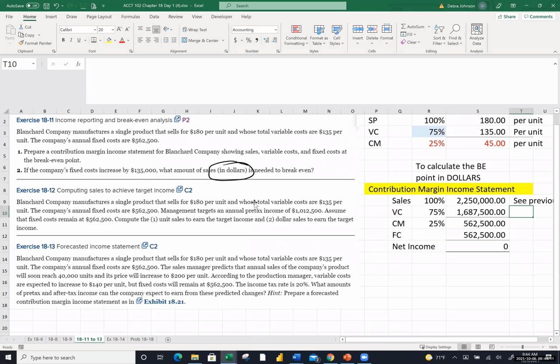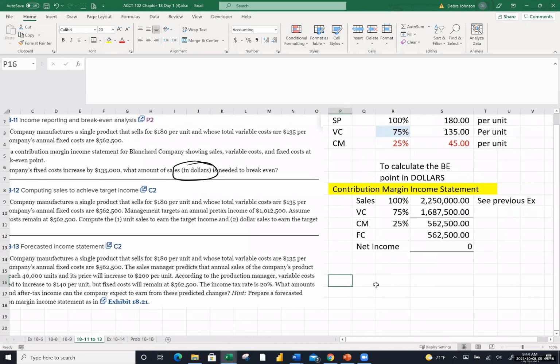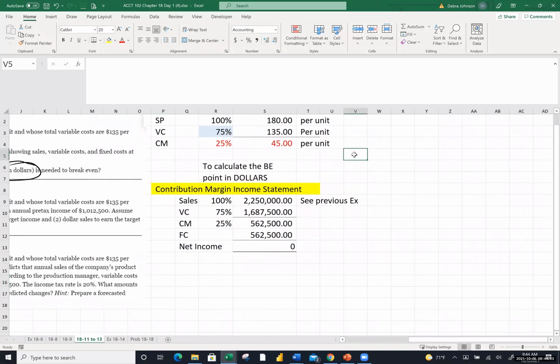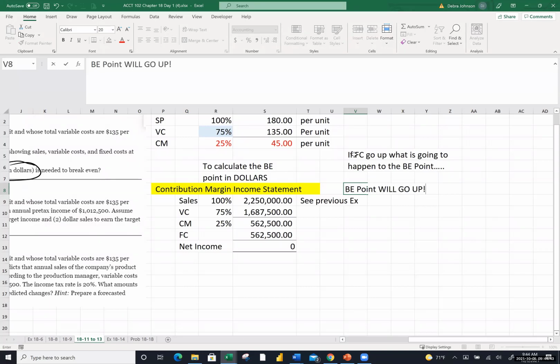So we're going to do another break-even problem here, and I'm going to write out the formula. And if you see me write out the formula 10 times, that's okay. We're going to do it till it sticks. So here's what they're asking us. If fixed costs go up, what is going to happen to the break-even point? And I'm going to tell you, if our costs go up, we know by using our critical thinking skill that our break-even point will go up. By how much? We're going to figure it out.